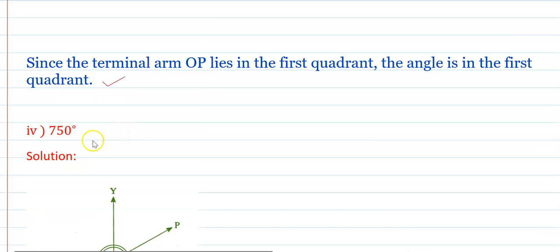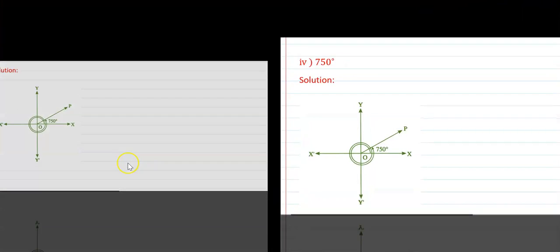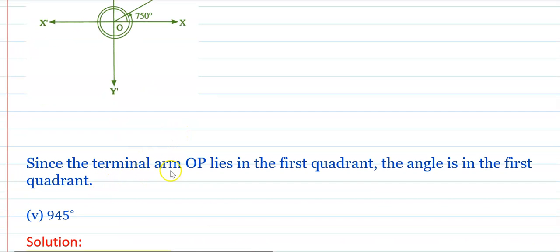Okay. Next, 750. Okay, 750 means what? First is 360. Okay, this is the 360. Next is again 360. Okay, that is 720. पुन्हा वर आपण 30 degrees आणणार, and hence terminal ray OP is in the first quadrant. Since the terminal arm OP lies in the first quadrant, the angle is in the first quadrant.